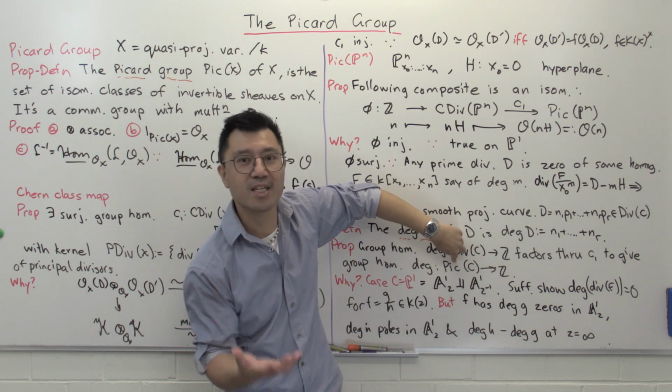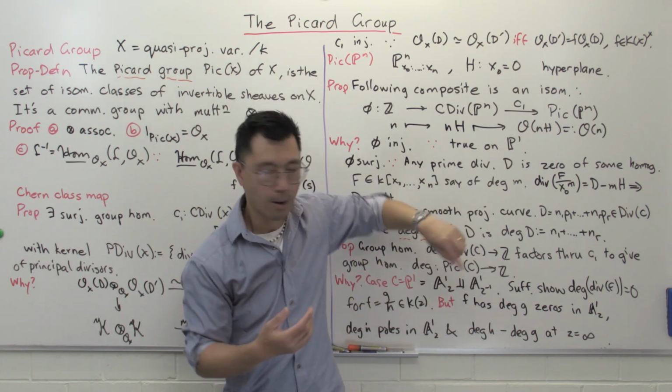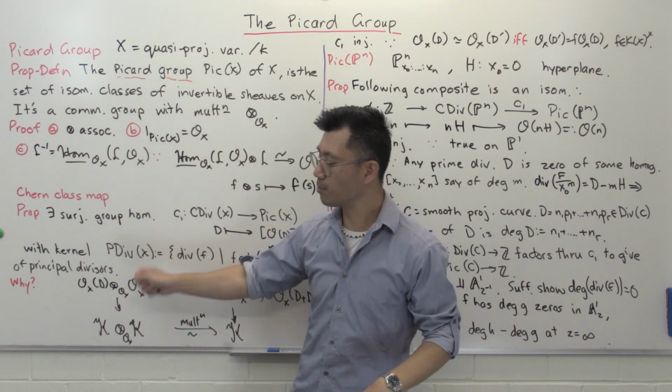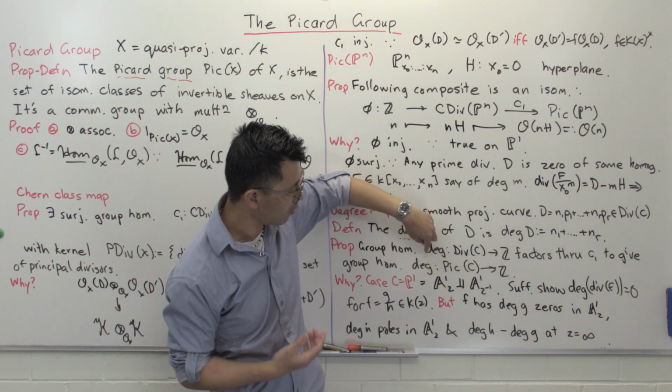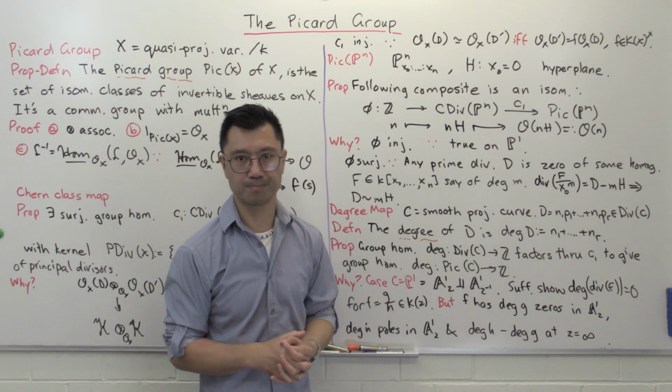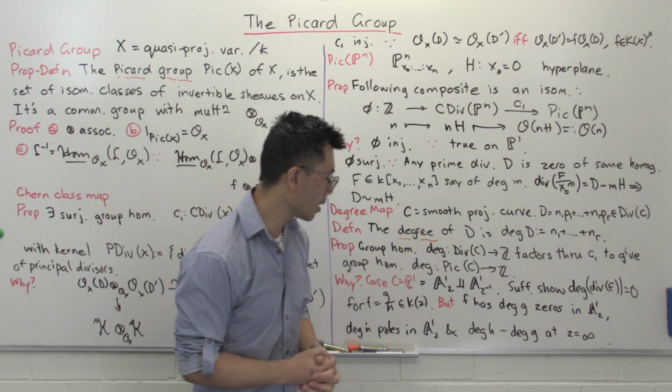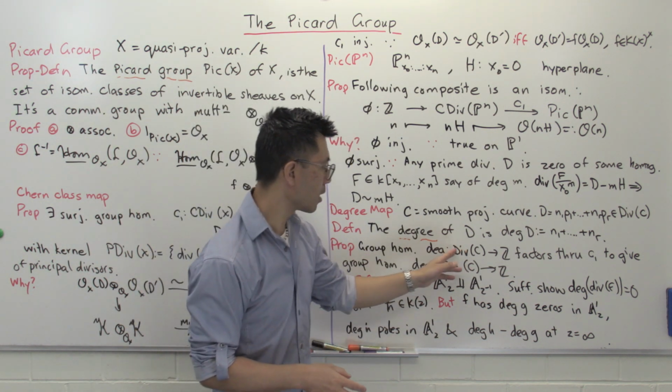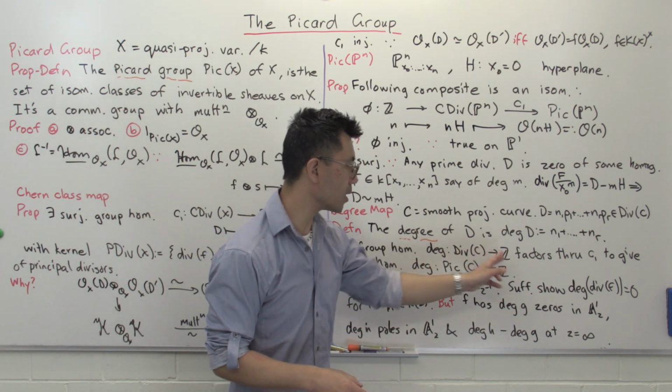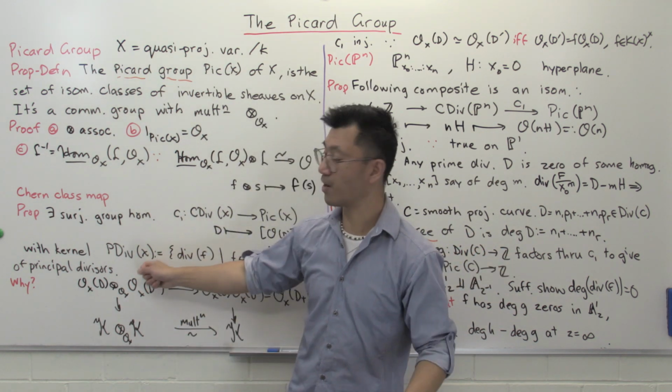You can change it to a linearly equivalent one. By altering by some principal divisor, you can change it to a linearly equivalent one, but that will have the same degree. So that's the key point. In other words, the kernel of this degree map here contains the principal divisors.